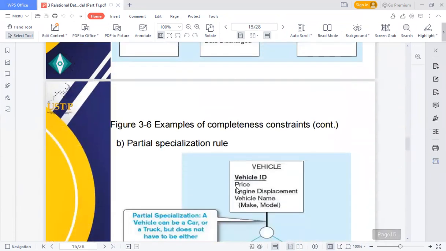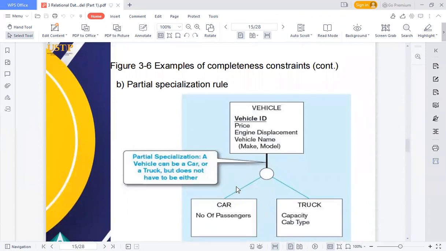Now, partial specialization. In partial specialization, a vehicle can be a car or a truck, but does not have to be either. Meaning, a vehicle can either be a car or a truck, but not both. One vehicle cannot be classified both as a car and a truck. A vehicle should be classified as a car, or as a truck. There is no such thing as a vehicle that can be called at the same time a truck and a car. So this is what we call the partial specialization rule.